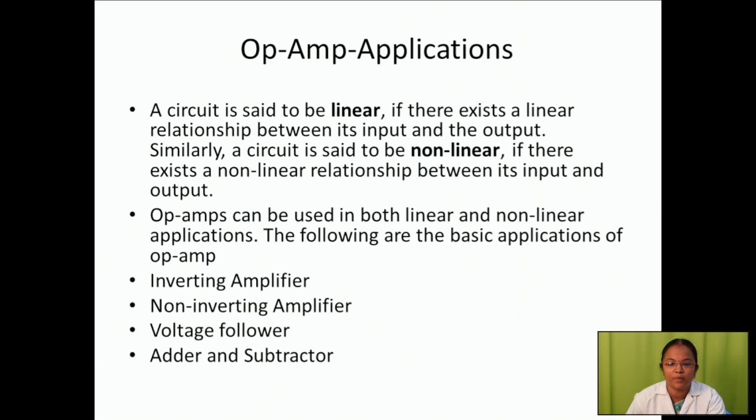First of all, what is meant by linear and what is non-linear? A circuit is said to be linear if there exists a linear relationship between input and output. So, the output will be linearly proportional to the input. Similarly, a circuit is said to be non-linear if there exists a non-linear relationship between input and output. So, it can be used in both linear and non-linear applications. In this session, we are going to see some of the linear applications of operational amplifier.